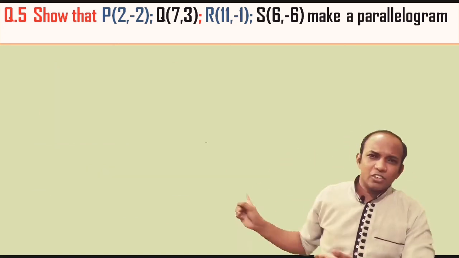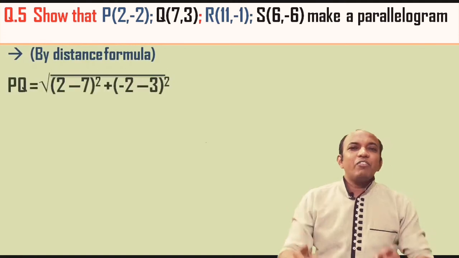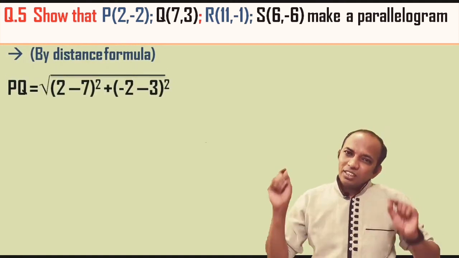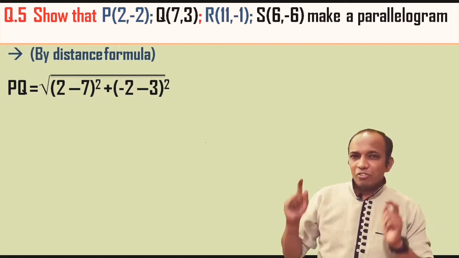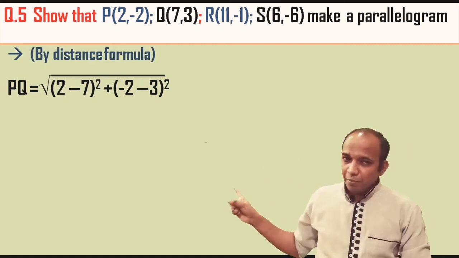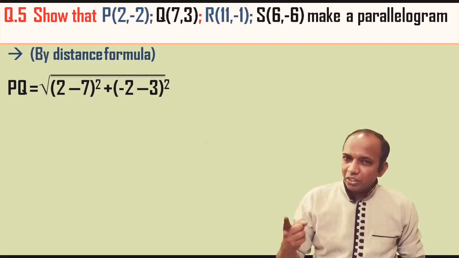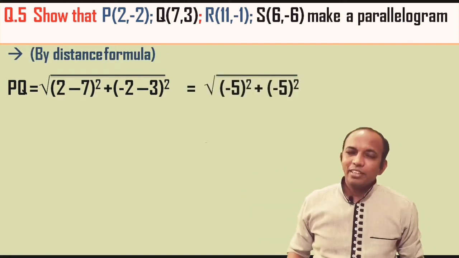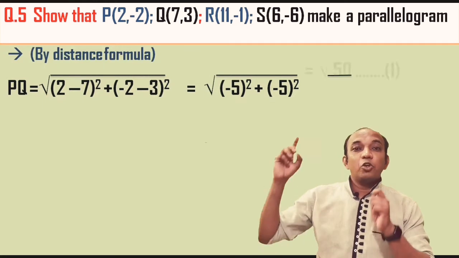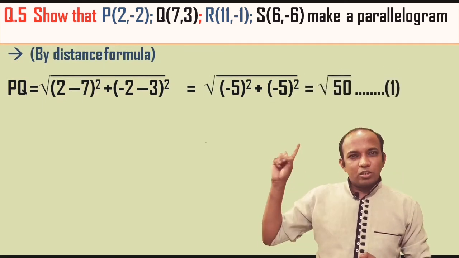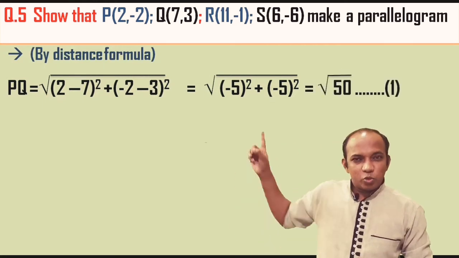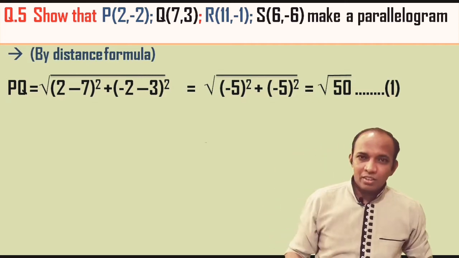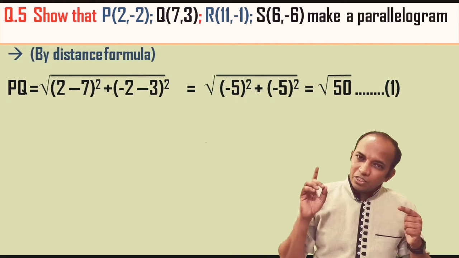So here we go with the distance formula on the board. We will find the value of PQ by the distance formula. After substituting the values in the formula in a proper way, that is the first step. Carry out the operation, you get negative 5 the square plus negative 5 the square, right? That results in under root 50, because 5 square is 25, again 5 square is 25, 25 plus 25 is 50. Number it 1.